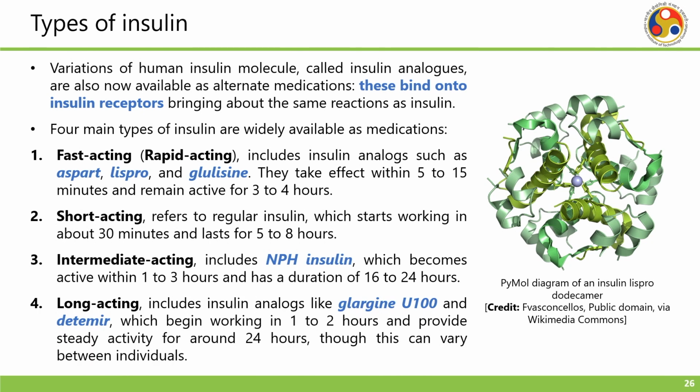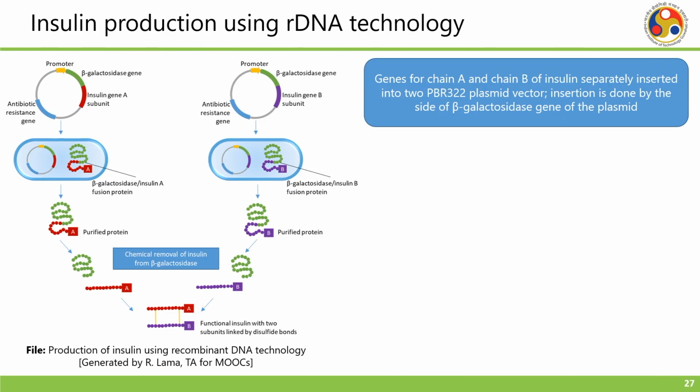Then we have long acting insulin that includes analogs like Glargine U100 and Detemir, which begin working in 1 to 2 hours and provide steady activity for around 24 hours, though these can vary between individuals. So, this is a PyMol or computer generated diagram of an insulin Lispro duodecamer, which is basically a model and not a real picture of a protein.